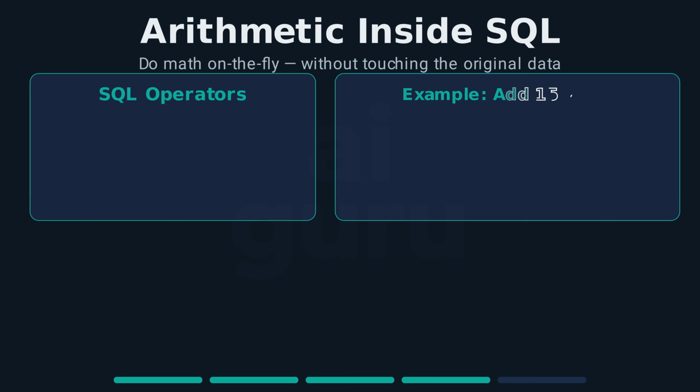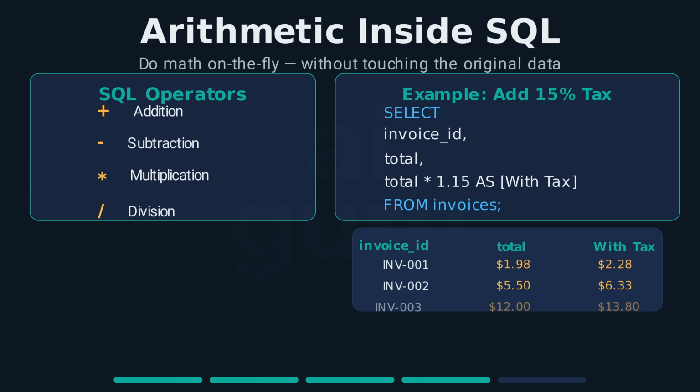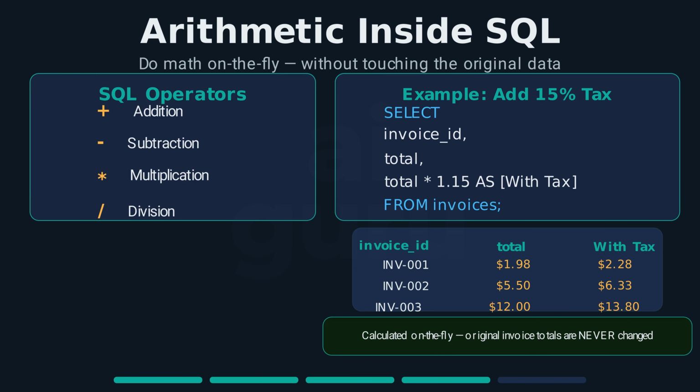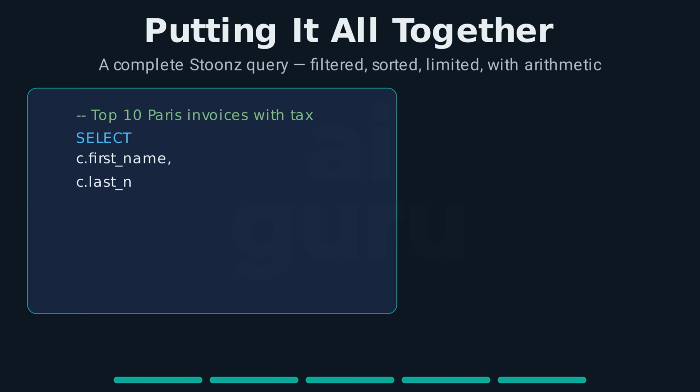Let's start with arithmetic. You can actually do math inside your query using plus, minus, multiply, or divide. Wait, so if an invoice total is $1.98 and the accounting team wants to see what that looks like with a 15% tax added on top, I don't have to export it to Excel to do the math. I can just type SELECT total * 1.15. Yes, and the database calculates that new number instantly for all 1 million rows as it retrieves them.